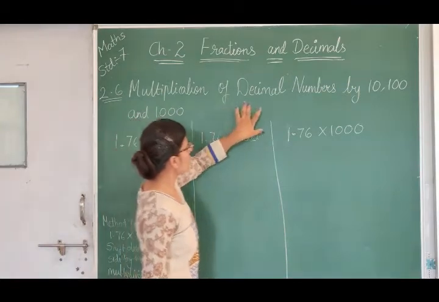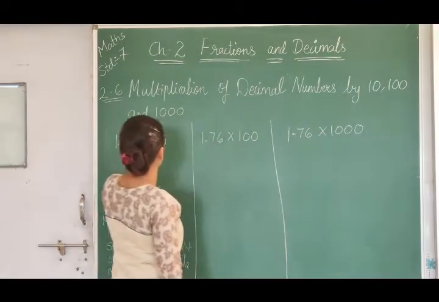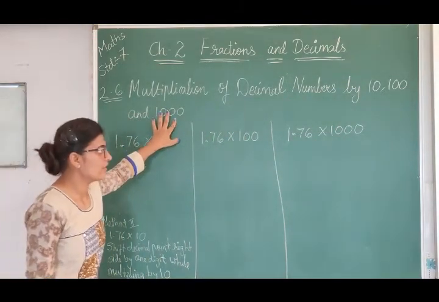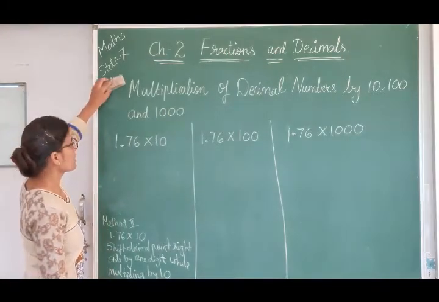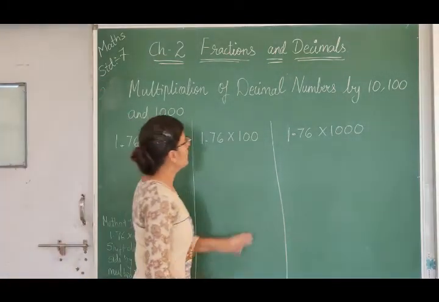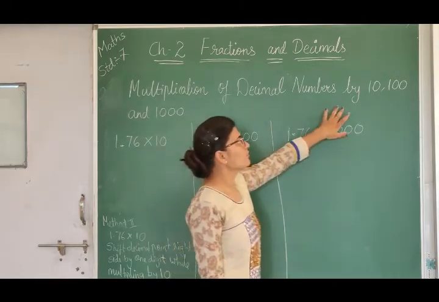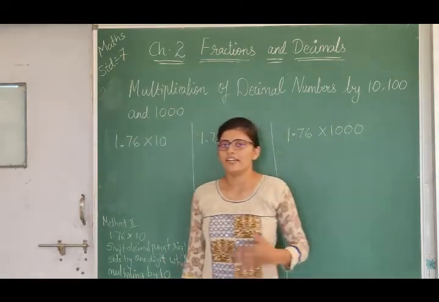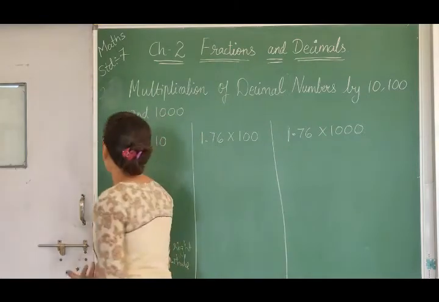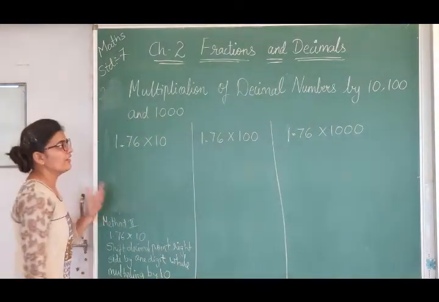2.7 Multiplication of decimal numbers by 10, 100 and 1000. Now here a new topic is given to you: we have to multiply decimal numbers with 10, 100 and 1000. We will see in parallel how to multiply by 10, 100 and 1000.